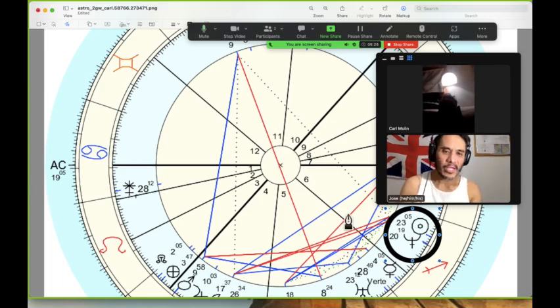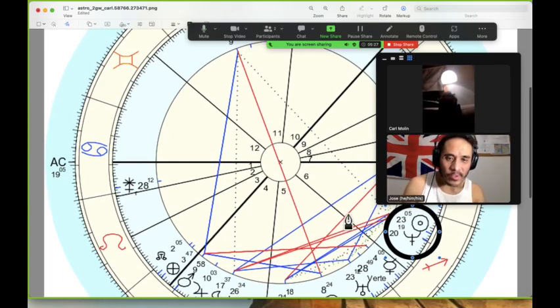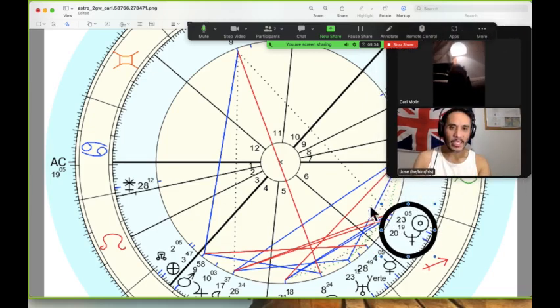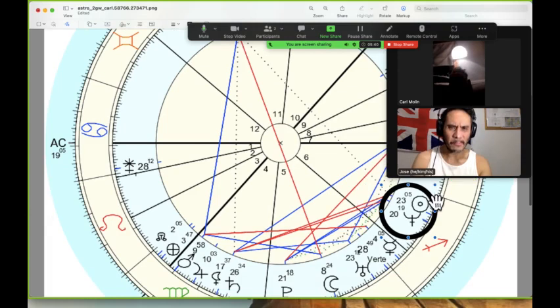Right now, we have Sun at 23 degrees Sagittarius, conjunct Neptune, also in Sagittarius.